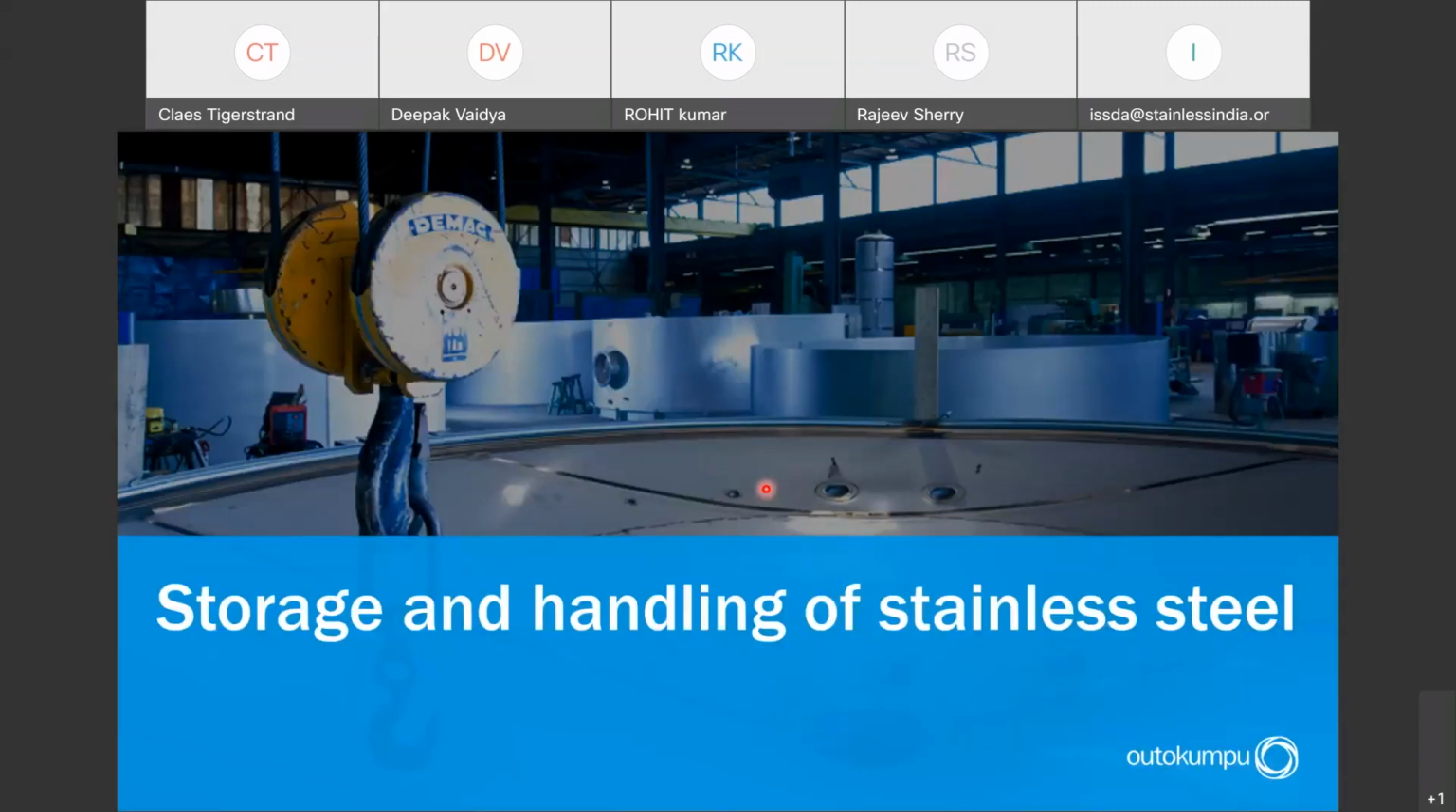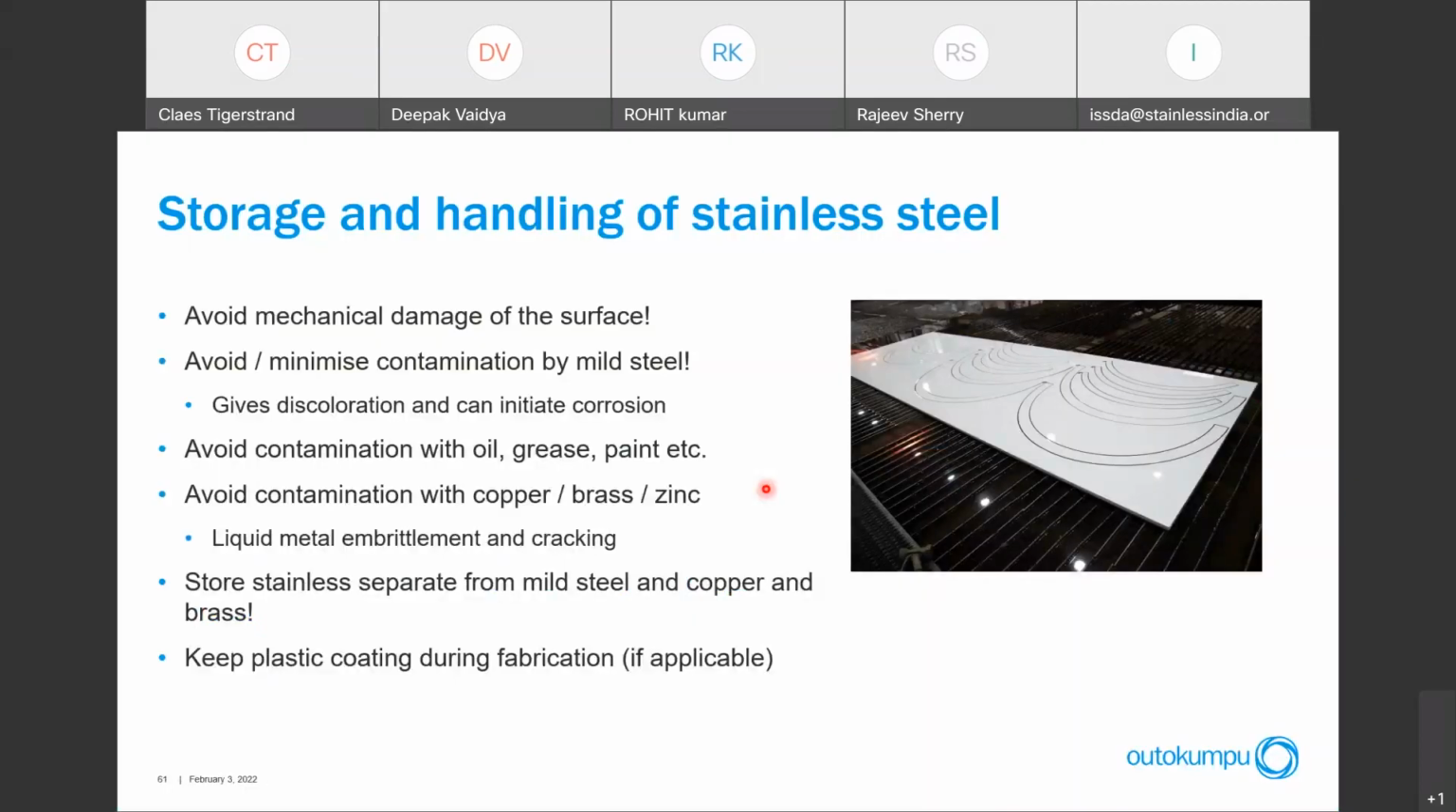Now we have run out of time, and once again we haven't had time, due to all the connectivity problems, to go into storage and handling of stainless steel.